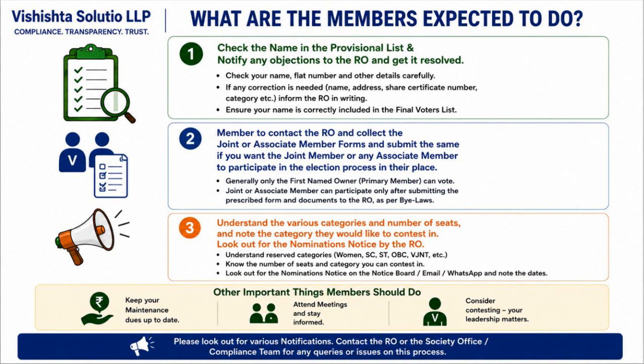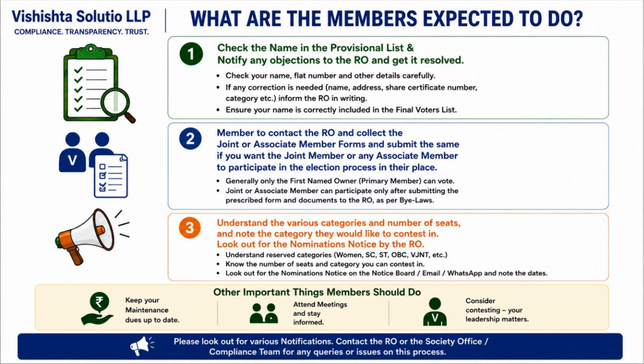Another key point is to understand the different categories of seats available and how many seats are reserved for each category, such as women, SC, ST, OBC, and VJNT. This will help you decide which category you wish to contest in. Make sure to keep an eye out for the nominations notice from the returning officer, which will be posted on the notice board or shared via email and WhatsApp, along with the important dates.